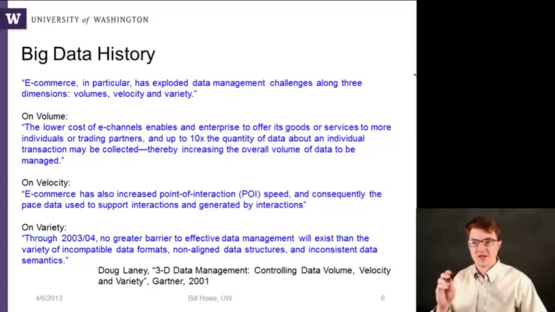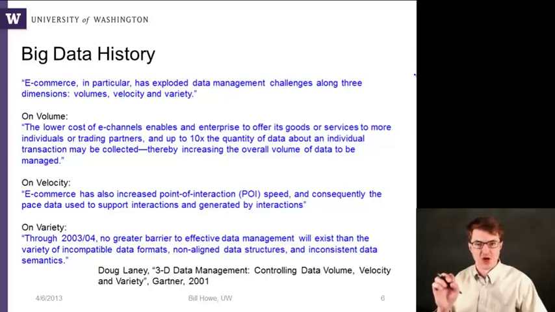So in volume, he's really talking about sort of business to business. If you think about 2001, this is around the dot-com boom, and so everyone was trying to figure out what this new era of technology was going to get, what the internet was really going to give to them beyond just sort of putting up a web page and serving it out to your customers. How are you going to be able to interact with your supply chain or your vendors and so on? Okay, and so this is what he means by this notion of e-channels. But up to 10x the quantity of data about an individual transaction may be collected.